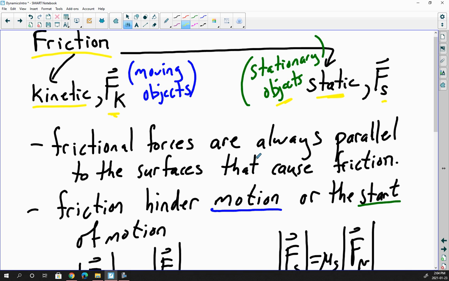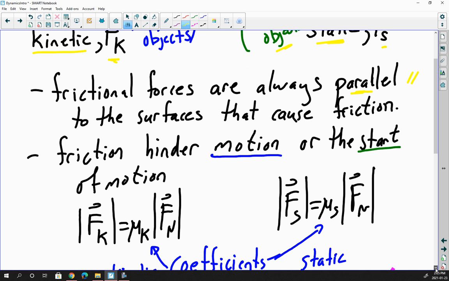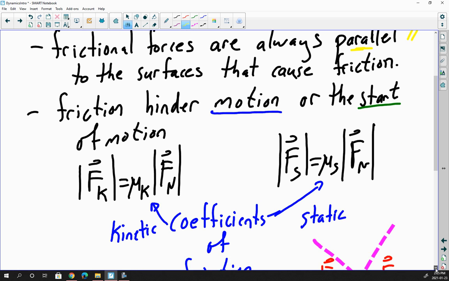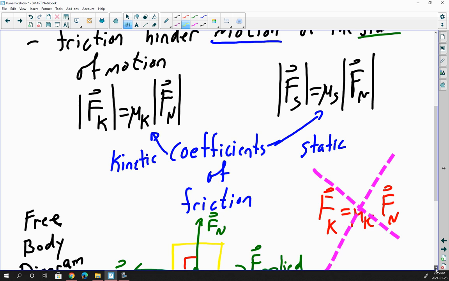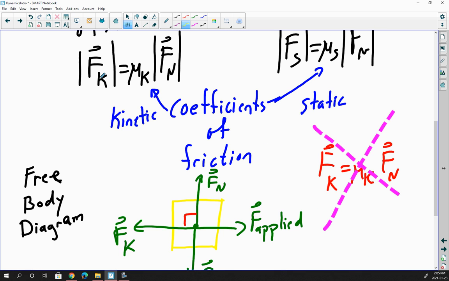Those are the two forces that we looked at in grade 11. Now, frictional forces are always parallel to the surfaces that are causing the friction. And the friction hinders motion or the start of motion. In grade 11, I introduced you to these two equations. They were very special equations because they involved magnitude signs. The magnitude of the force of kinetic friction is equal to mu k, the coefficient of kinetic friction, a unitless number. It had no units.